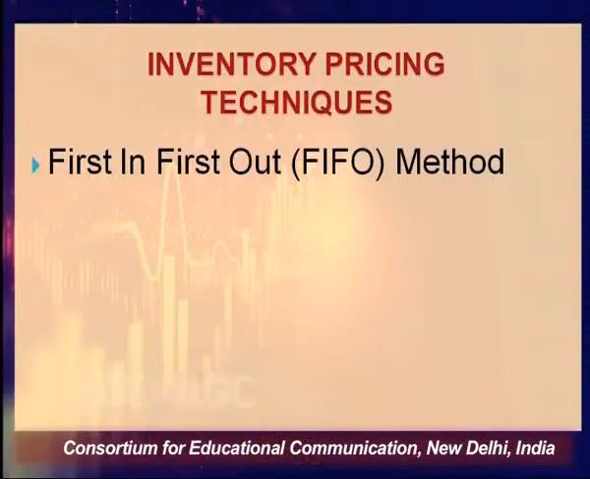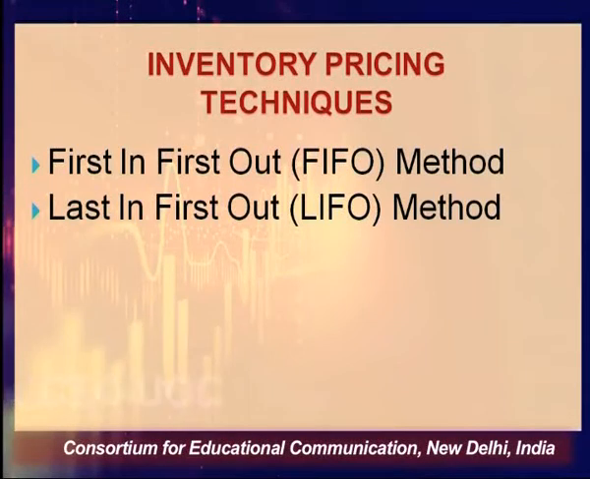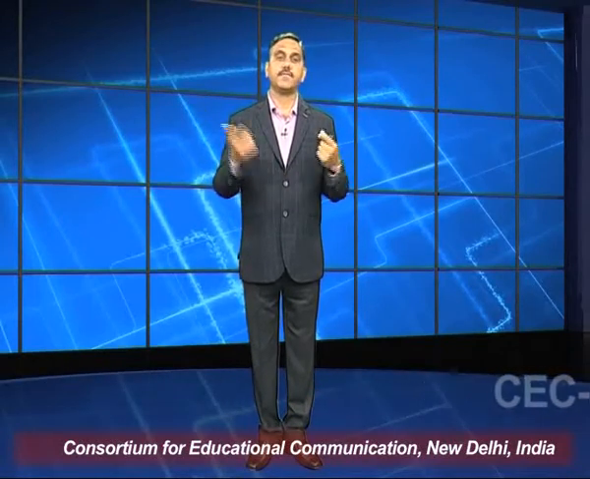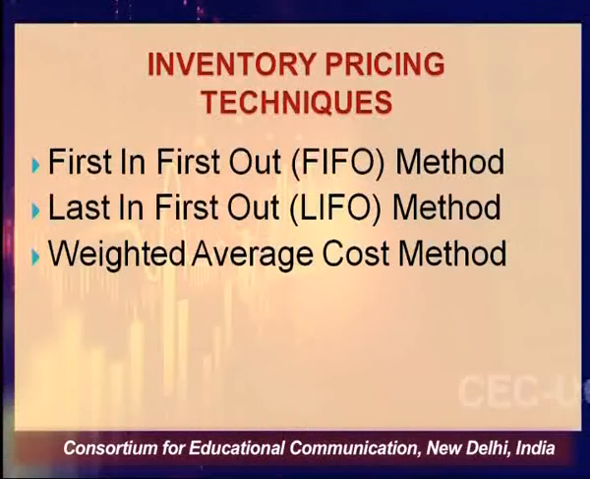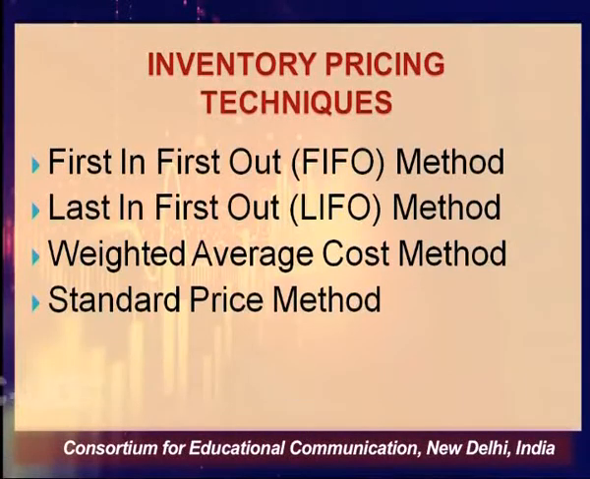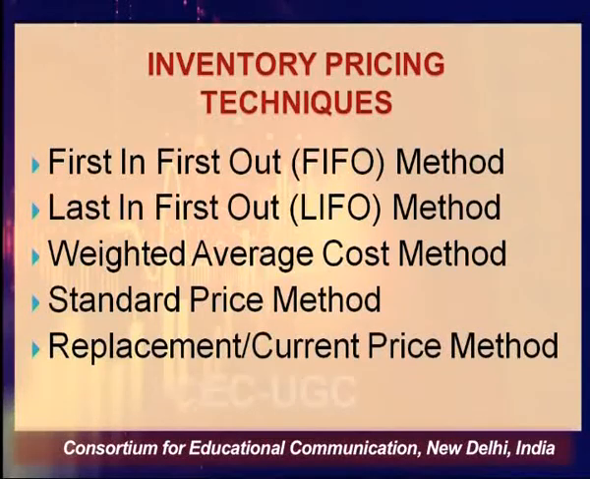The first technique is known as first in first out, in short FIFO. Then the second method is LIFO, that is last in first out. The inventory which has come last to our store is going to be issued first, whereas in case of first in first out, the inventory which came first into our store or warehouse is going to be issued first. The name itself clarifies the sequence of issuing that inventory. Then we have the weighted average method, which says that we need to calculate the weighted average cost of that particular inventory. Then we have the standard price method and the replacement and current price method also.